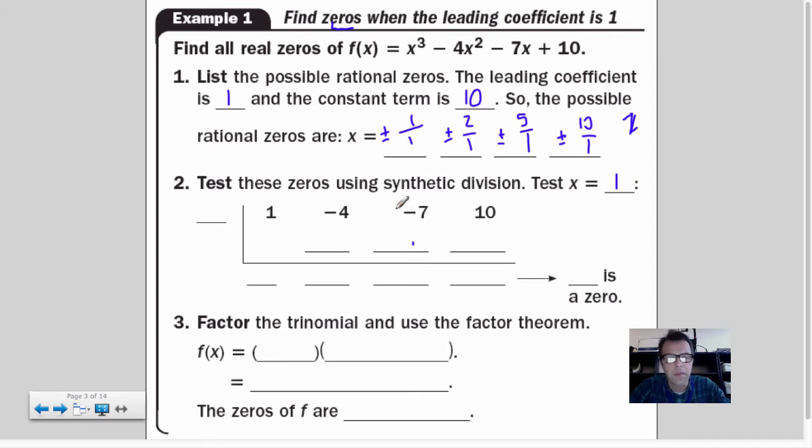Let's go through, maybe pick an easier one. Let's start with 1. So I drop this 1, multiply by 1, add, I get -3. Multiply, I get -3. Add, I get -10. Oh, I'm starting to feel pretty excited. -10, and I get 0. Goose egg. So that means that 1 is a 0. So again, I lucked out big time, right? It only took me 2 out of 8 possible solutions to find one.